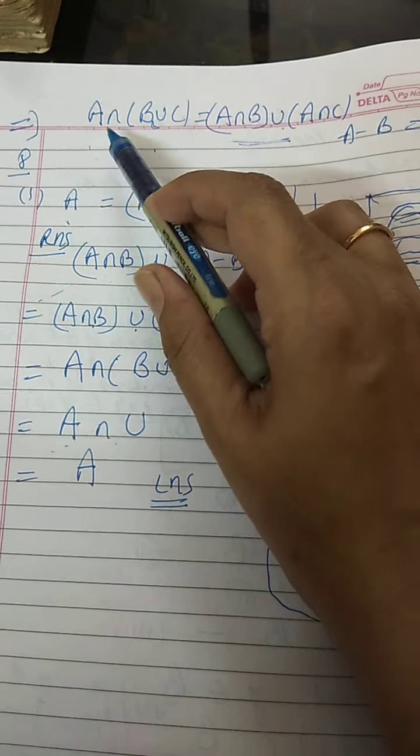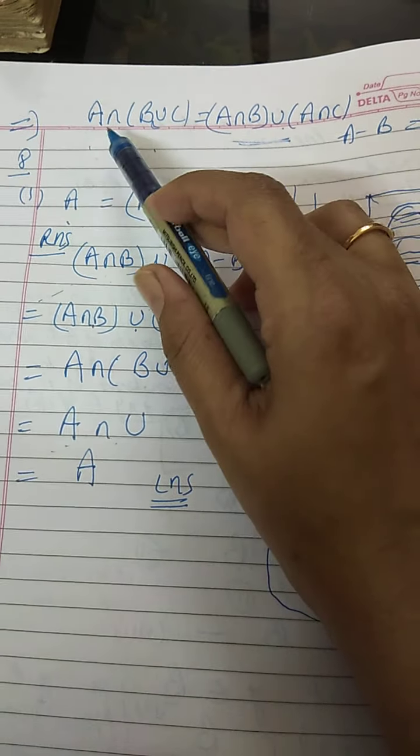It is A union (B minus A). We have to prove this is equal to A union B. Now B minus A can be written as, I hope you can do it now. If A minus B is written as A intersection B complement, then B minus A will be written as B intersection A complement, right? So A union (B intersection A complement).